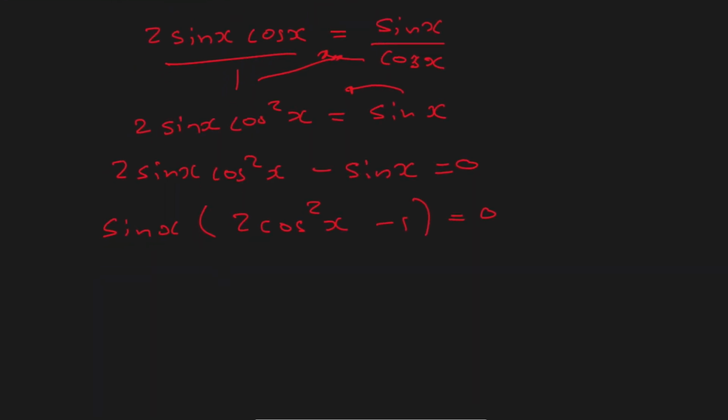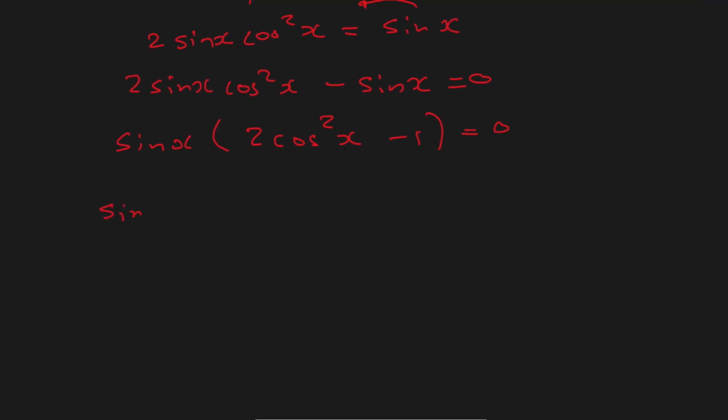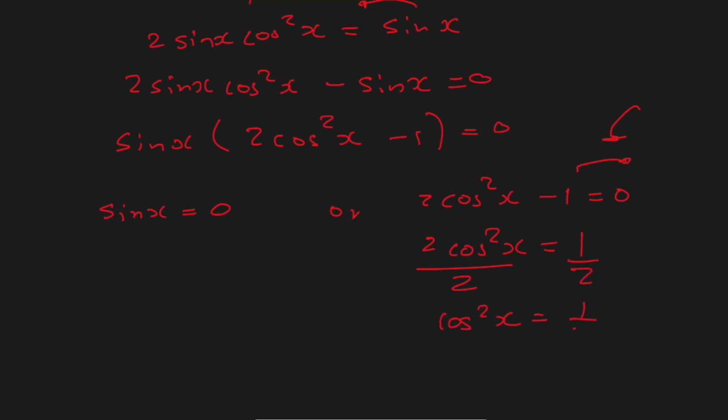So that means you're going to get the solutions whereby we have sine x being equal to 0, or where we have 2 cos squared x minus 1 being equivalent to 0. Okay, so now what are we going to do? Let's simplify this part here. We transpose to the other side, so that's going to be 2 cos squared x equals 1, and then we divide both sides by 2. We get cos squared x is equal to 1 over 2.